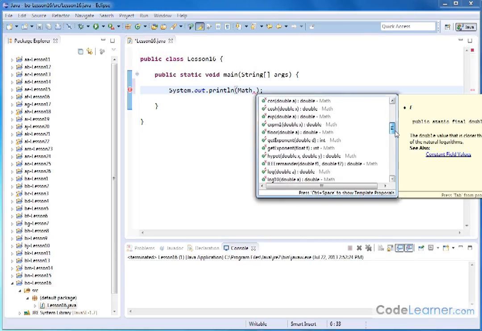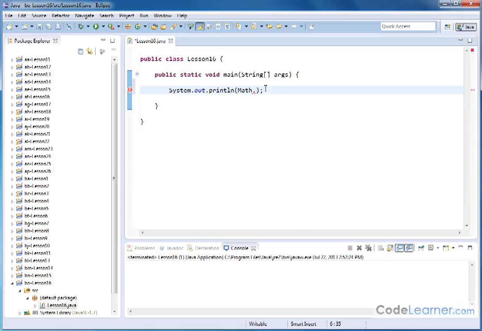And here, of course, are the other methods that are a part of the math class. So if you do capital PI, notice it'll italicize it for you, and that lets you know that it recognizes it. So all we're going to do is print out the value of pi, and you can see all the decimal points here.